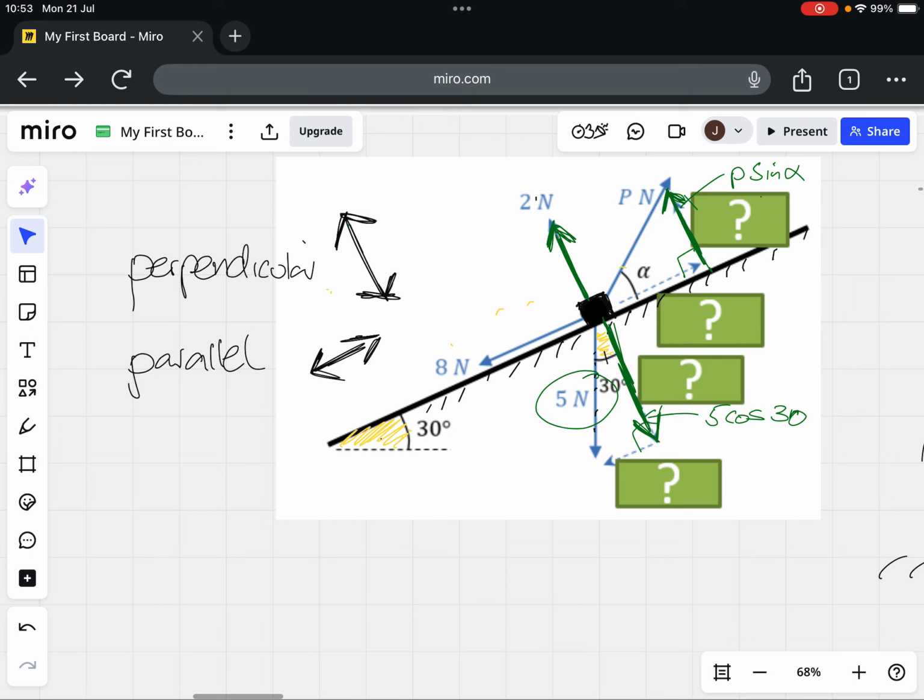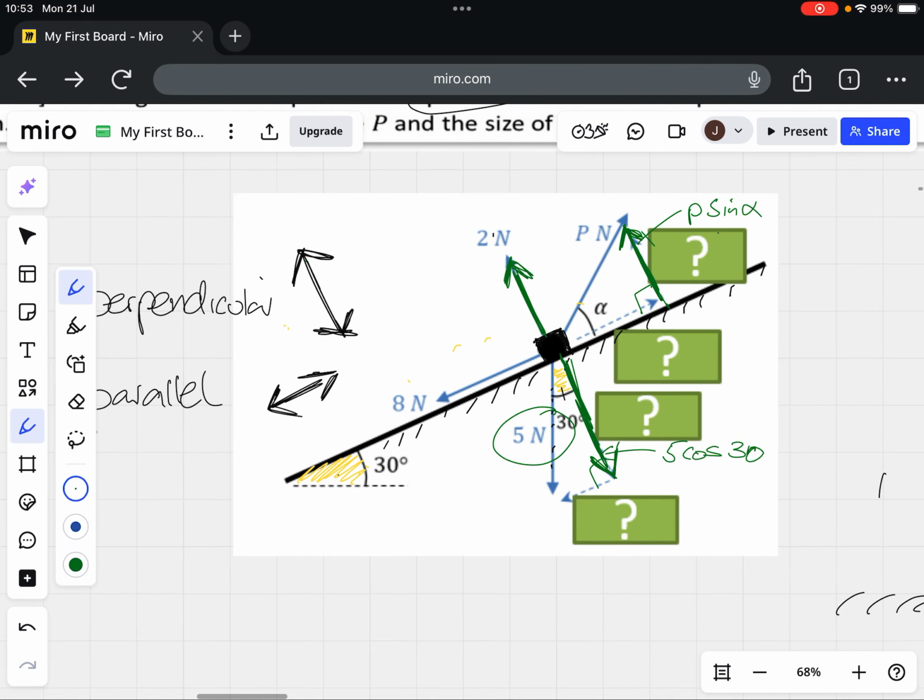Okay, so that's sort of the first bit done, and I can even start making an equation on that. So what I'm going to do is I'm going to say that all of the forces here plus all of the forces here add up to 0. That's one way you can think of it if you like. Or I'm going to say that the forces acting this way are equal to these forces here. So that is 2 plus P sine alpha is equal to 5 cos 30. Okay, so that's my first one.